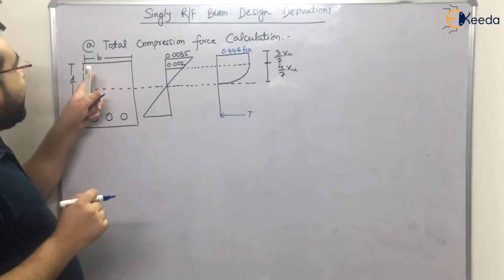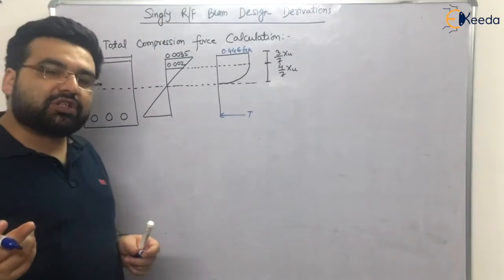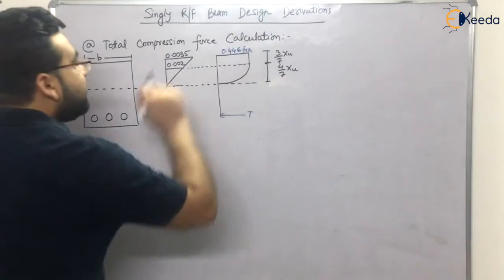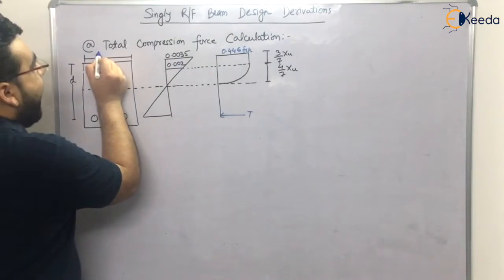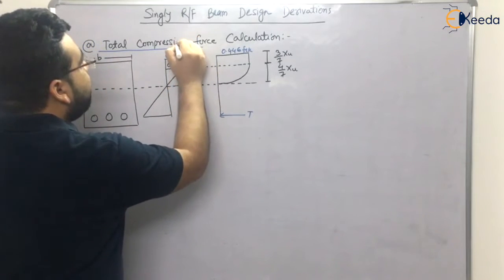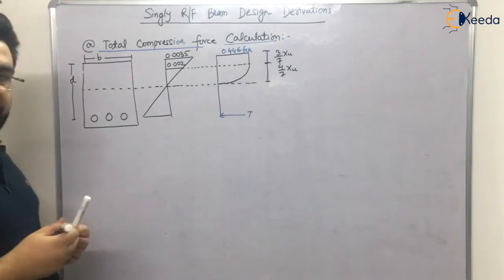But why do we provide it in compression also? There is a reason. When I will be teaching about the doubly reinforced beam, we will be discussing it in detail. Okay. Now, the first derivation is, first of all, I have to determine the total compressive force for calculation. Force calculation. Right?